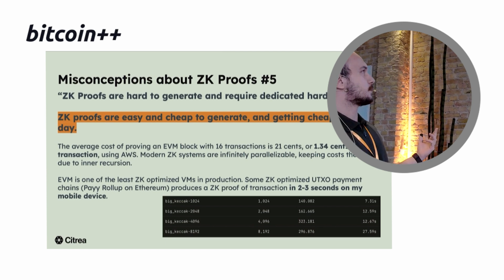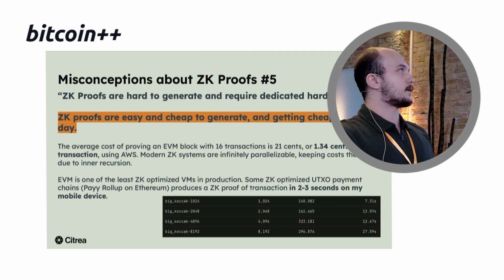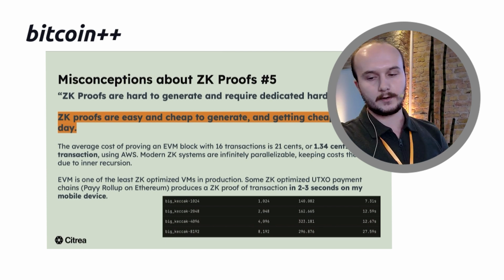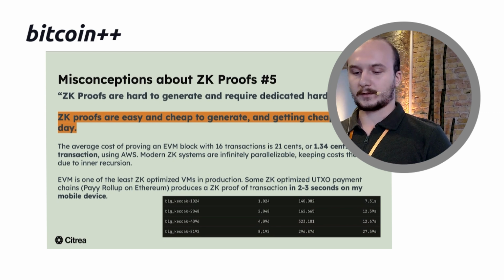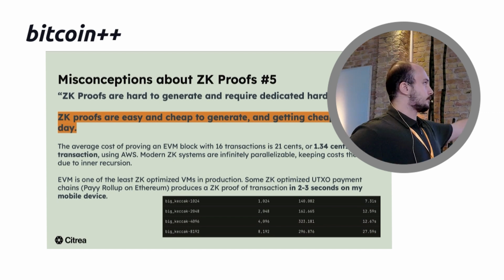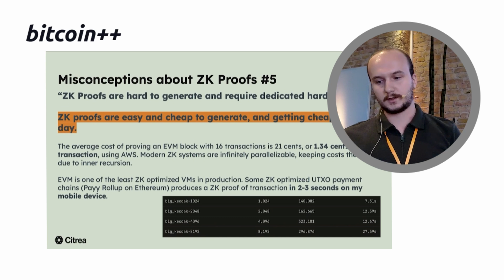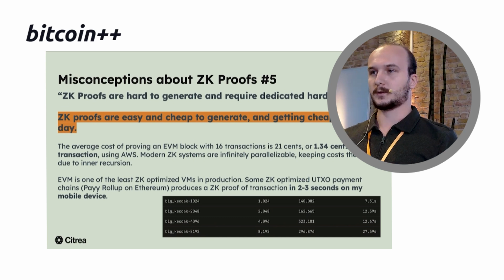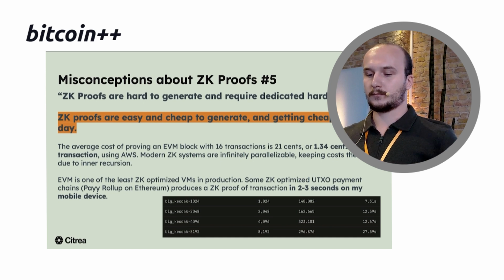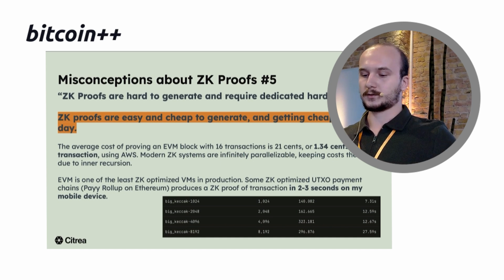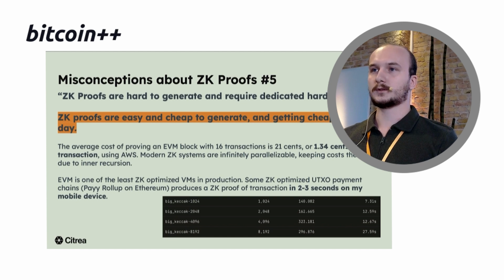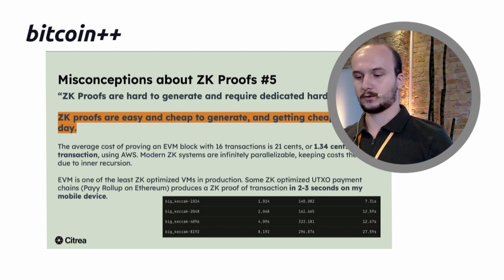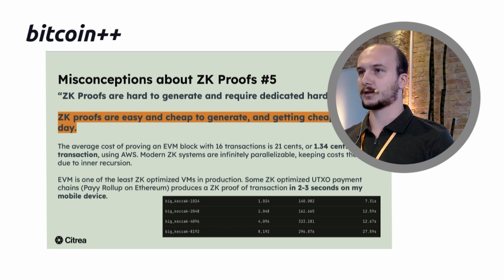And the last misconception is that ZK proofs are hard to generate and require dedicated hardware. This was the case maybe 10 years ago, but not now. For example, for the EVM, the virtual machine that we are also using, there's a framework called SP1, similar to RISC-0, which allows you to prove Rust code. We can run a block with 16 transactions, and it only costs 20 cents to prove the execution of those 16 transactions. So it's slightly above a cent per transaction.